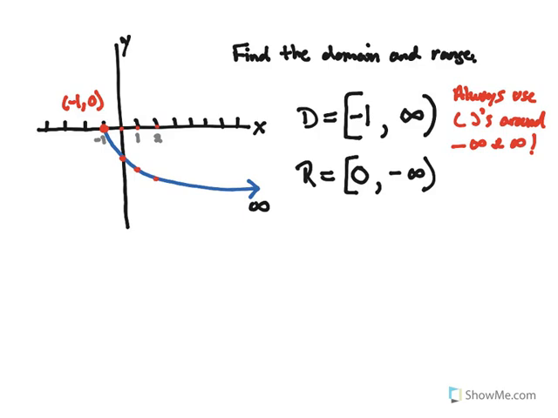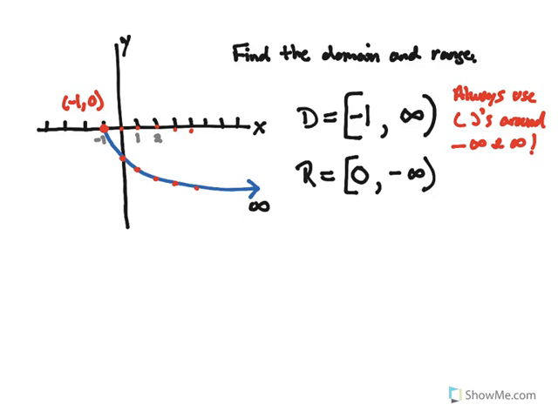When x is 2, you get a y value here. When x is 3, you get a y value down here. When x is 4, you get a y value down here. You notice that's a negative y value. So that's why it's negative infinity. Okay?